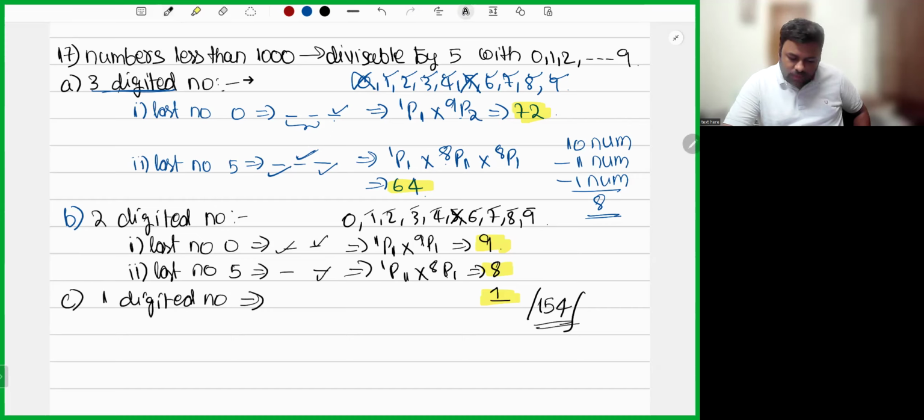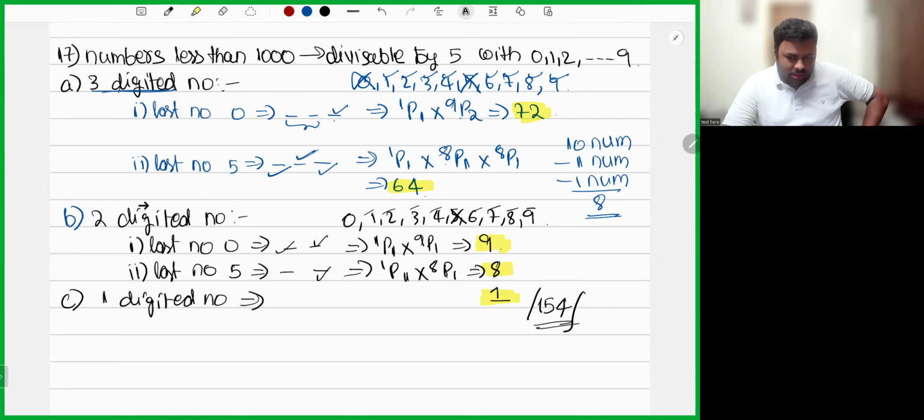First, numbers less than 1000 must be formed. So you can have a 3-digit number, a 2-digit number, or a 1-digit number. See, the 1-digit number is simple. There is only one 1-digit number in this set which is divisible by 5, and that is 5. So this is simple, I hope.